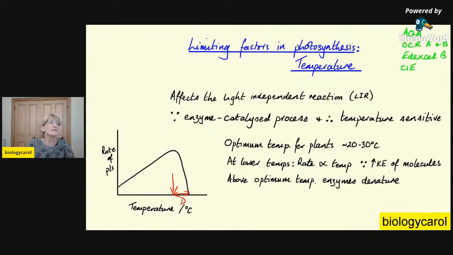I haven't included light compensation point here. I could talk about it a little bit in the Any Questions section. The light compensation point is the time at which the rate of respiration is exactly equal to the rate of photosynthesis. In other words, the amount of carbon dioxide used in photosynthesis equals the amount of carbon dioxide produced in respiration. But we can have a little look at that in the Any Questions section.